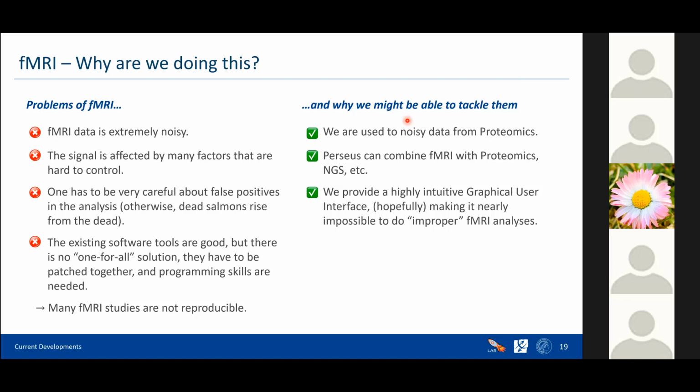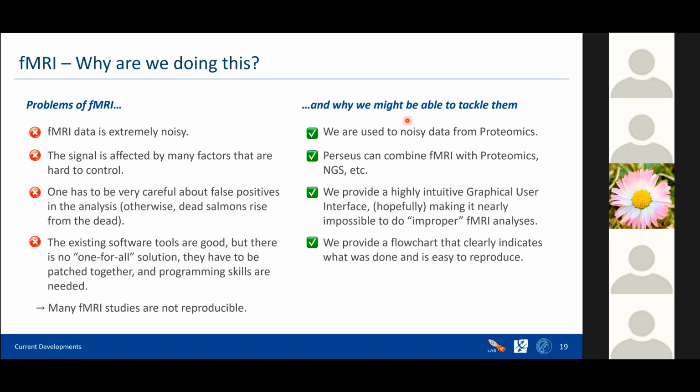And of course, by this we also want to enable researchers to have this one-for-all solution. Of course, we're not there yet, and we won't be there very soon, but we want to bring together as many different analysis steps as we can. And for the reproducibility, we also have this typical Perseus flowchart, which you all know, where you actually see what was done. So it's much easier to appreciate what other researchers have done, which is hard right now because you have to use a zoo of different software tools.